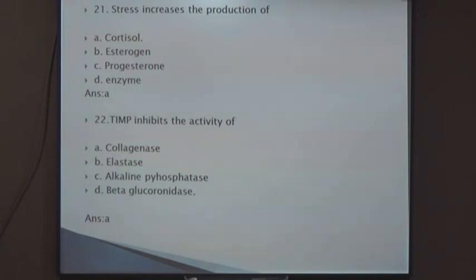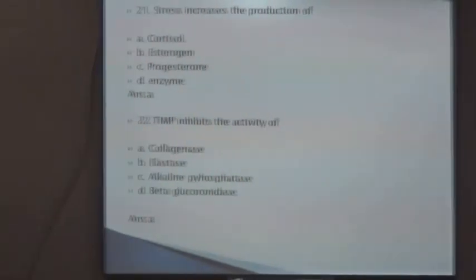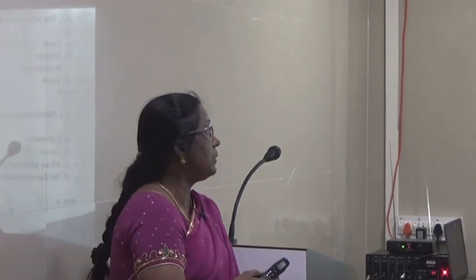Stress increases the production of cortisol. Okay. Estrogen and progesterone are sex hormones, so it is not that. Cortisol is a hormone which will be more when there is stress. And TIMP, tissue inhibitor of metalloproteinases, inhibits the activity of collagenase. Okay. TIMP inhibits the activity of collagenase.